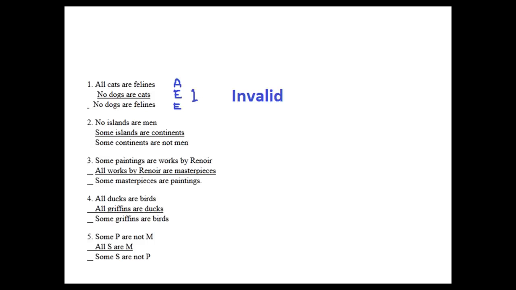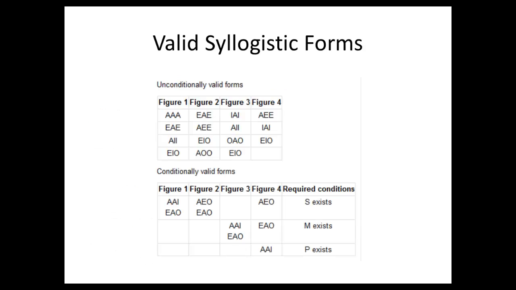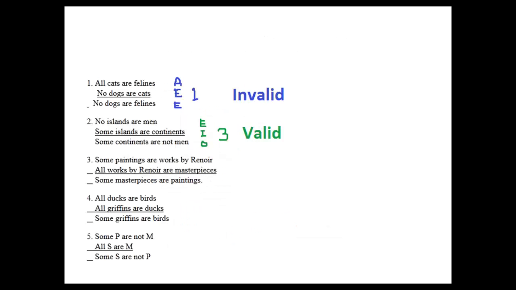In the next example we have no islands are men, some islands are continents, therefore some continents are not men. We figure out that it is a figure 1 EIO argument. After checking the table, we see that it is valid. Try the next few by pausing the video at each step.